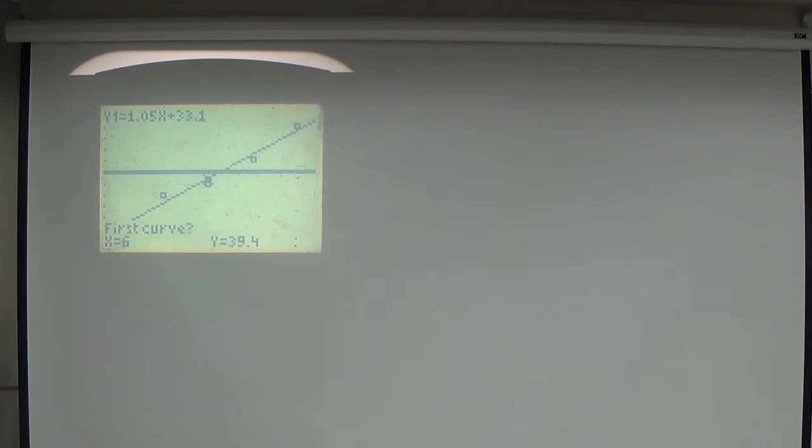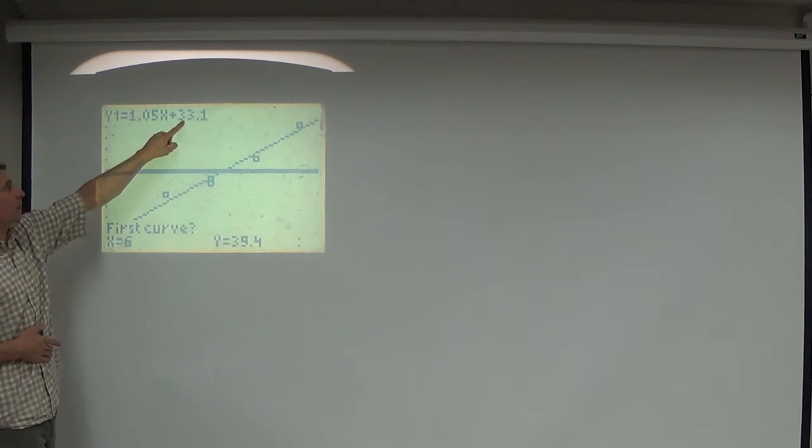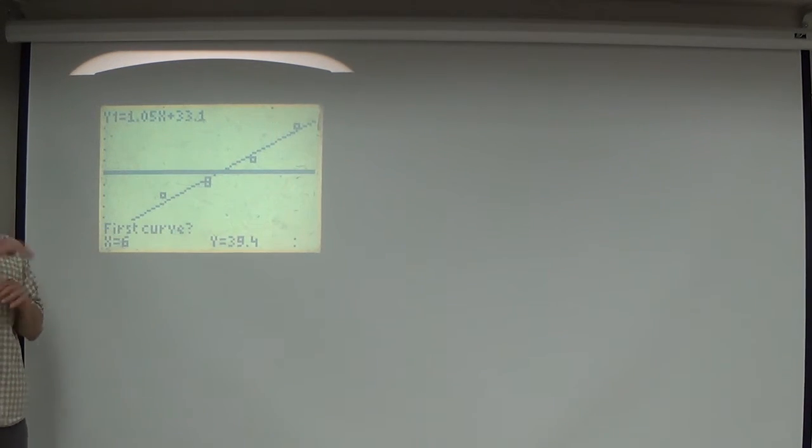Now the first thing it asks is which of the two equations do you want to intersect? Because the TI, it's a computer. It's not smart, it's fast. It can't read your mind. It can't look at that and go, oh, I can see that there's an intersection point. It can't see anything. It just computes. So it says, should I use y equals 1.05x plus 33.1 as my first graph?